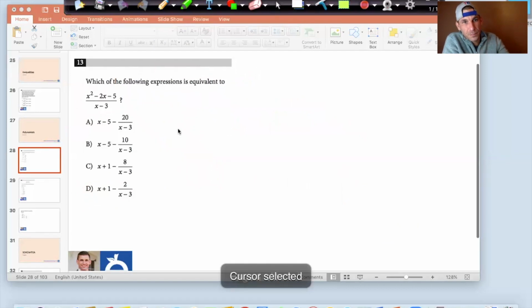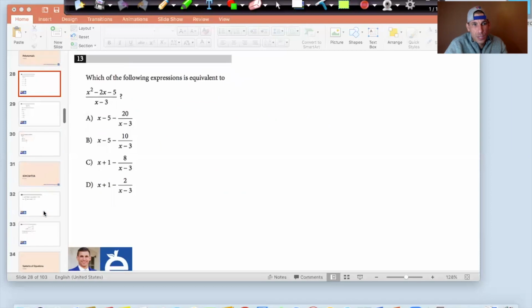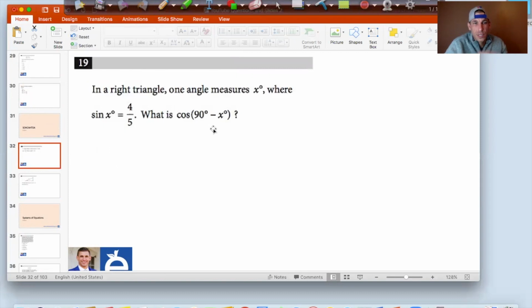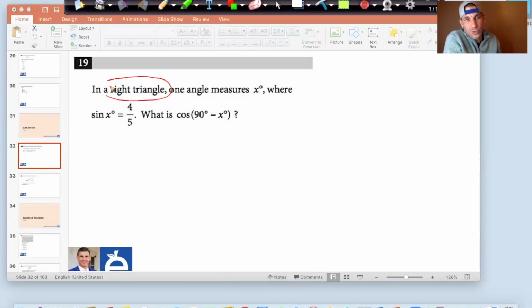All right. So let's go to a quick SOHCAHTOA problem you might see. Here it says in a right triangle, one angle measures x degrees where sine of x is 4 over 5. What is the cosine of x degrees? The moment that they tell you in a right triangle, draw the right triangle. The side opposite of the 90 degrees of my right triangle is always going to be the hypotenuse. The other two sides are going to just be referred to as your opposite and your adjacent.